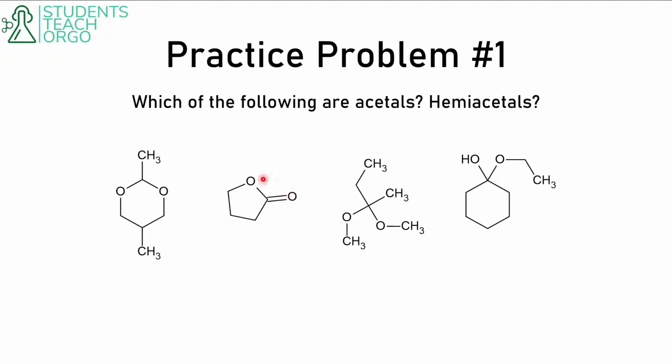This second one here, we see that this carbon is bound to two separate oxygens, right? But it's doubly bonded to one of the oxygens. So this is neither an acetal nor a hemiacetal. Acetals have single bonds to two separate oxygens. This third one, we have this carbon in the middle that's bound to two different OR groups. So this is an acetal. And then finally, this one all the way on the right, this carbon here at the top of the ring is bound to an OR group and an alcohol, an OH group. So this one is the only hemiacetal here. So hopefully that's all clear to you guys.